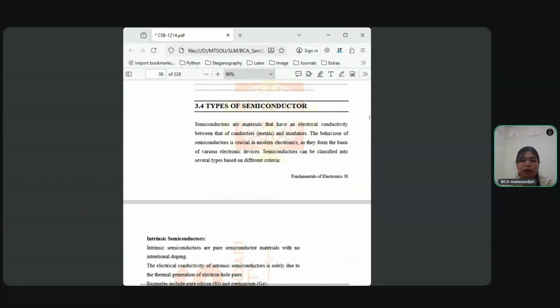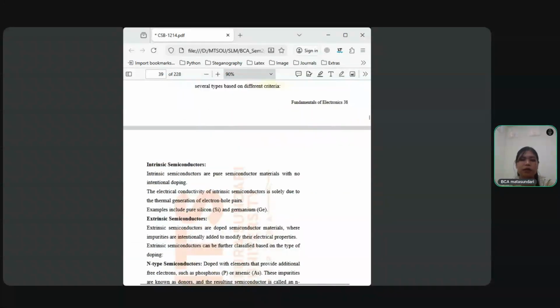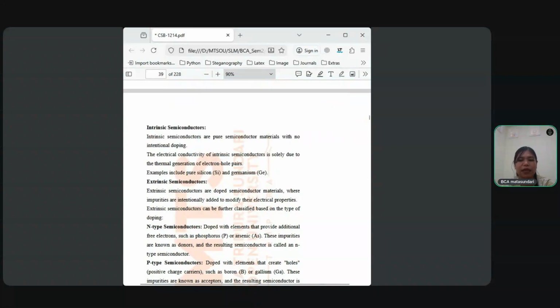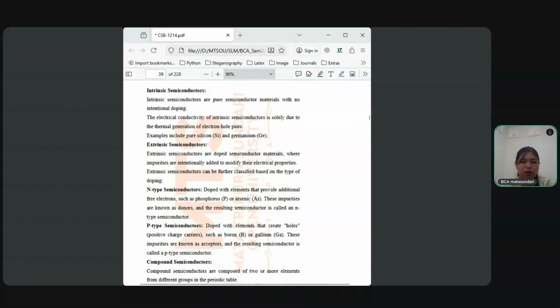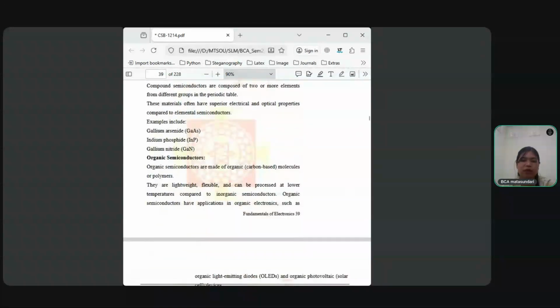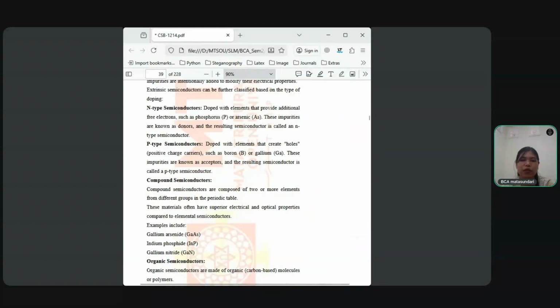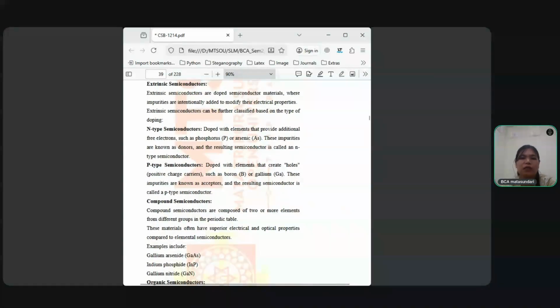Now, types of semiconductor. If we move forward with the types of semiconductor, there are intrinsic semiconductor, extrinsic semiconductor, n-type semiconductor, p-type semiconductor, compound semiconductor, and organic semiconductor. How many is it? 1, 2, 3, 4, 5 and 6. There are 6 types of semiconductor. Now let's see one by one.